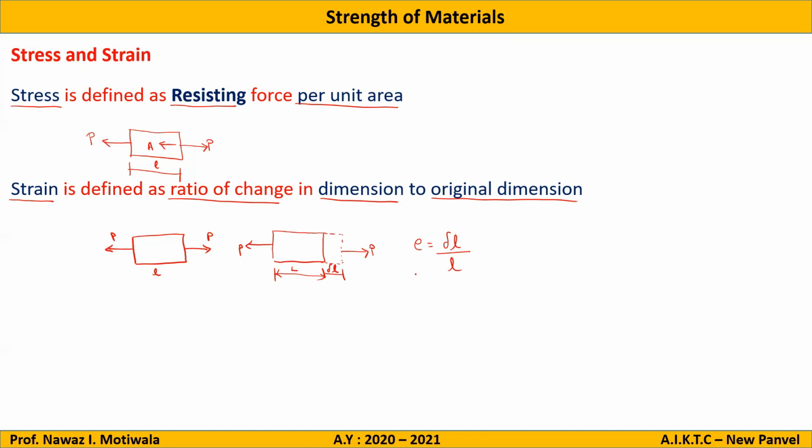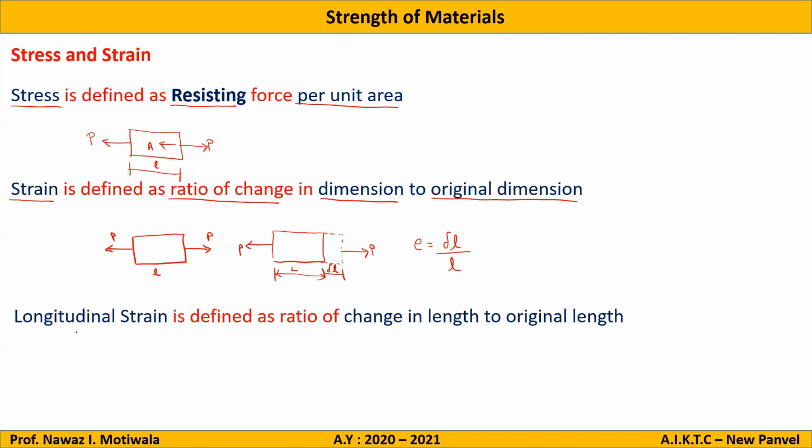Now, based on this, there are 3 different types of strain. The first one is the longitudinal strain. We just now saw it. It is the ratio of change in length to the original length. On similar lines, as this length is increasing, what happens to the diameter? The diameter will start reducing.